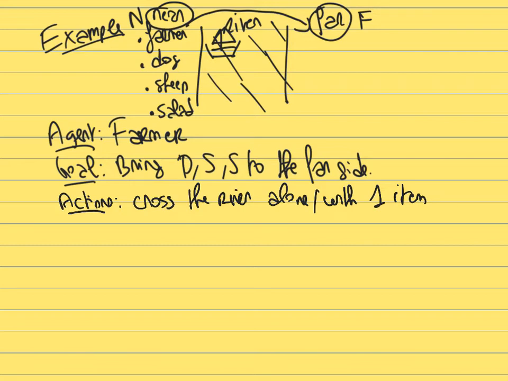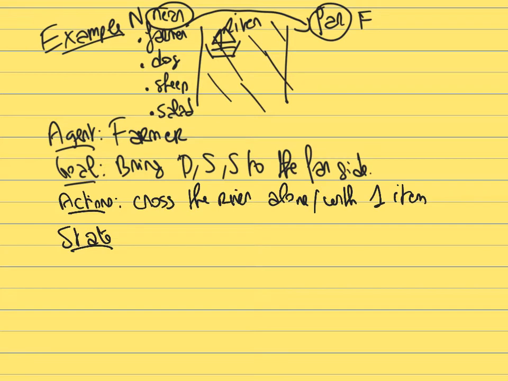So whenever the agent is performing such an action, the problem will move from one state to the next. So in this case, the state of the problem is the position of the farmer, the position of the dog, the position of the sheep, and the position of the salad. If you know on which side of the river those four individuals are located, then that defines the state of the problem.